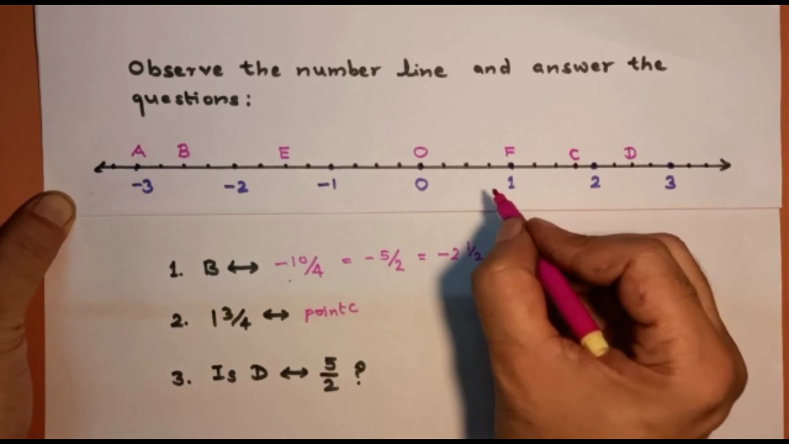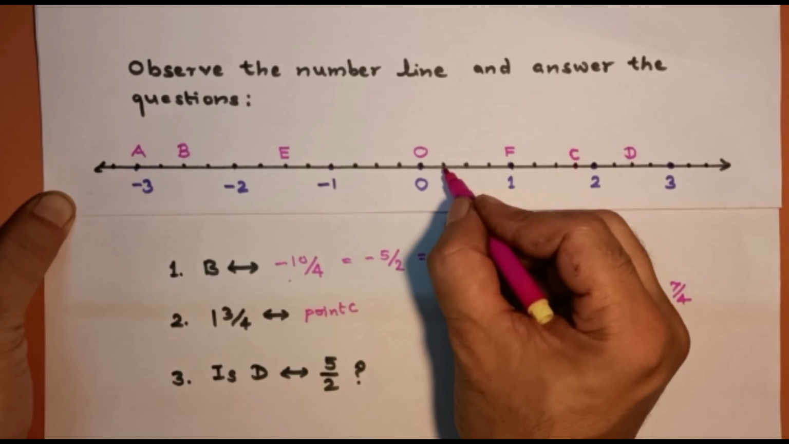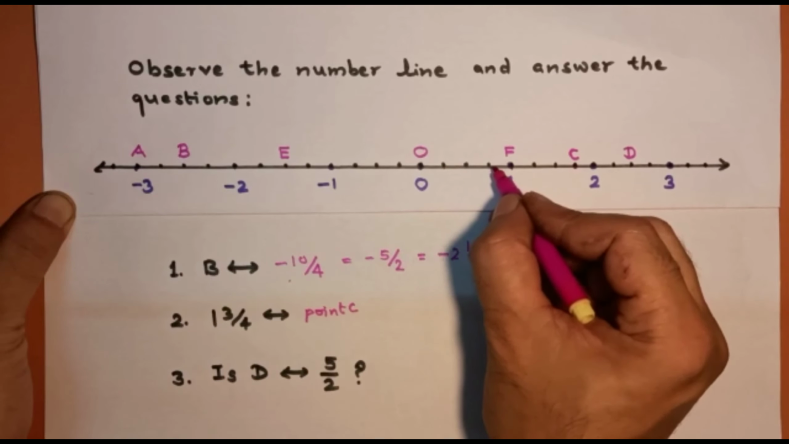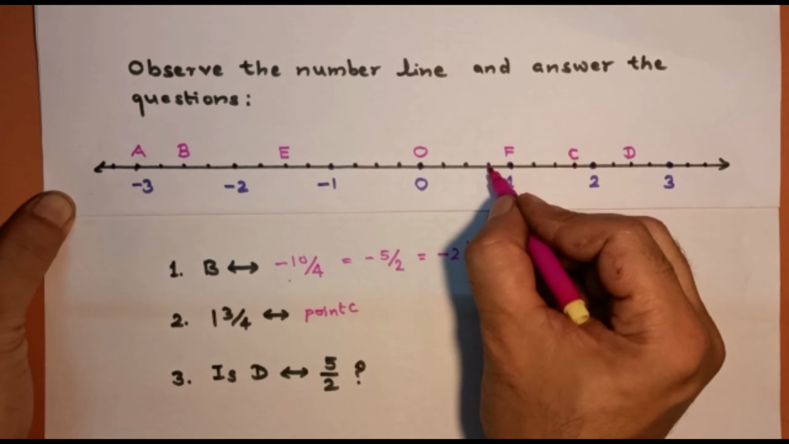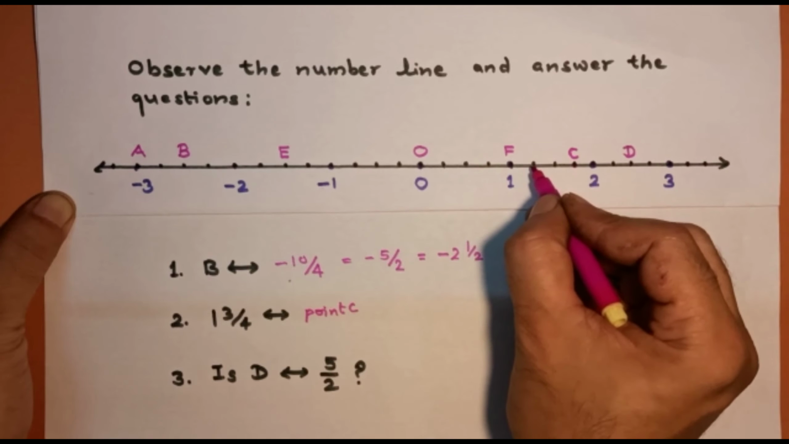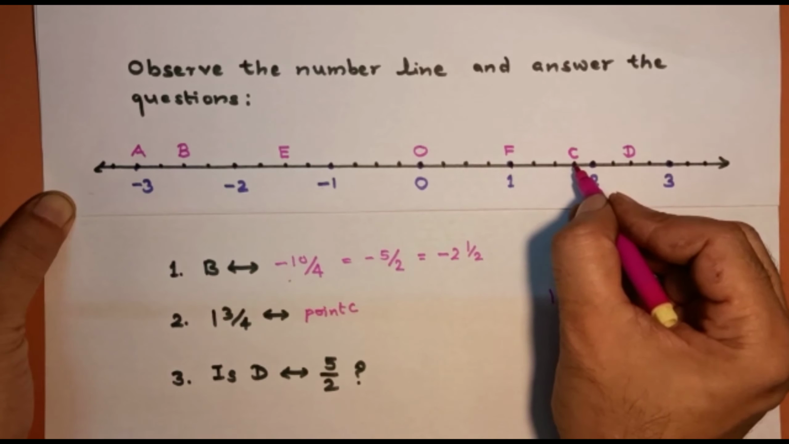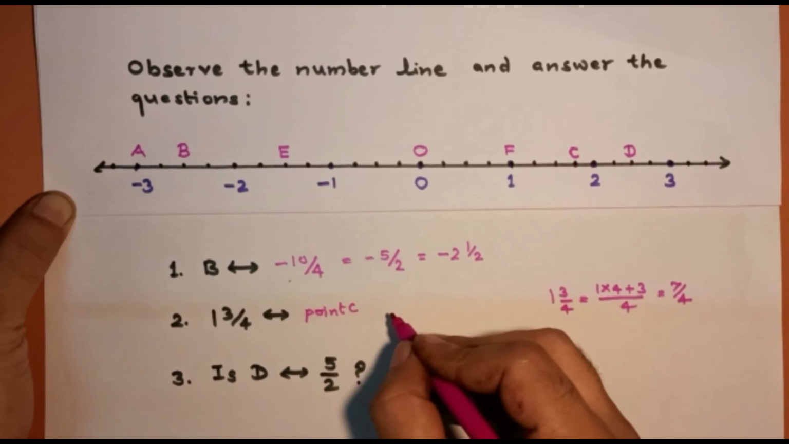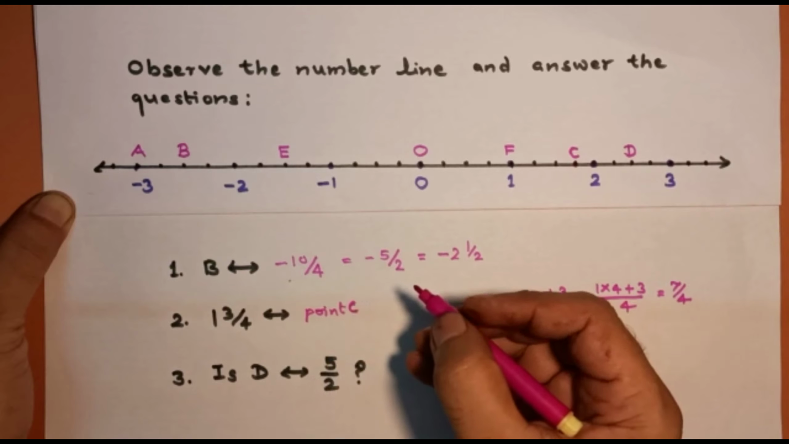How is it? Let's see. Again, the first point is 1 upon 4, 2 upon 4, the third point is 3 upon 4. Same way, the seventh point is 7 upon 4, which is also 1 and 3 upon 4. So your answer is point C.